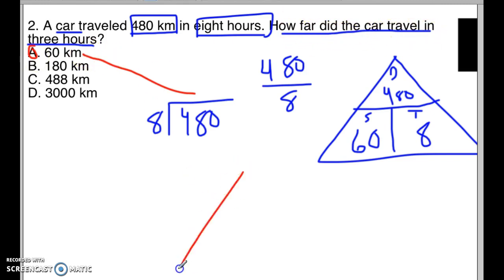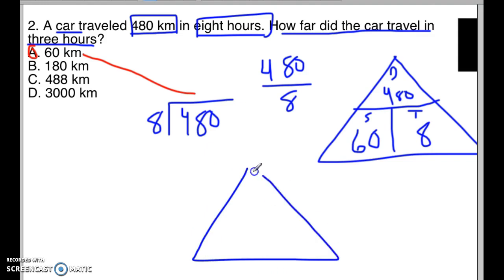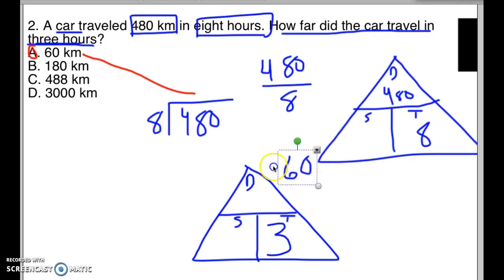Well, I draw another DST triangle, not in red, because that would mean I'm doing it wrong. And I say in 3 hours. Now, you might be saying, well, I don't know what to put because I have 2 blanks. You don't have 2 blanks, because in this last one you solve for this. It doesn't say the car changes speed, so you are assuming that the speed stays the same.